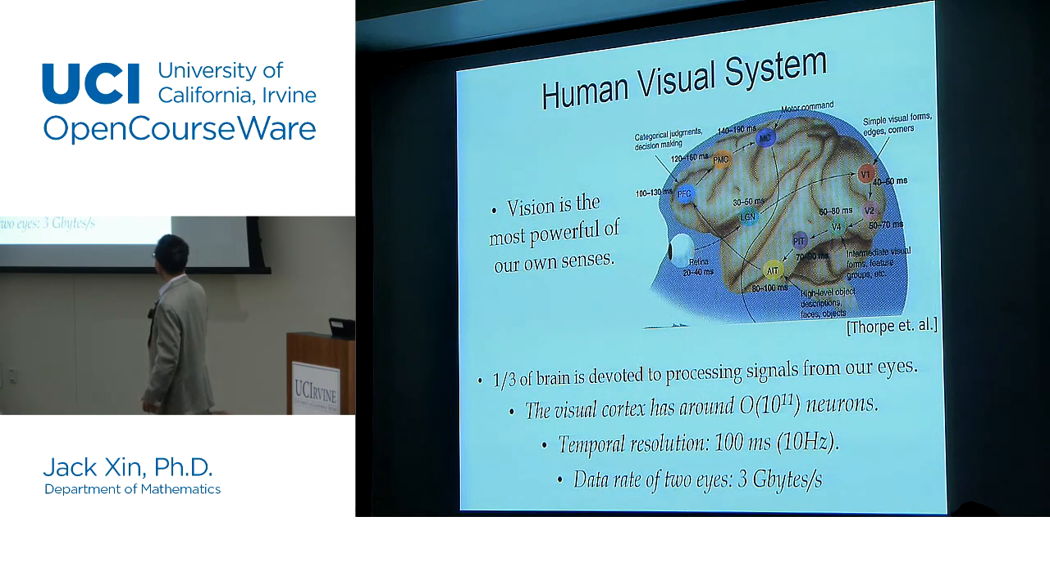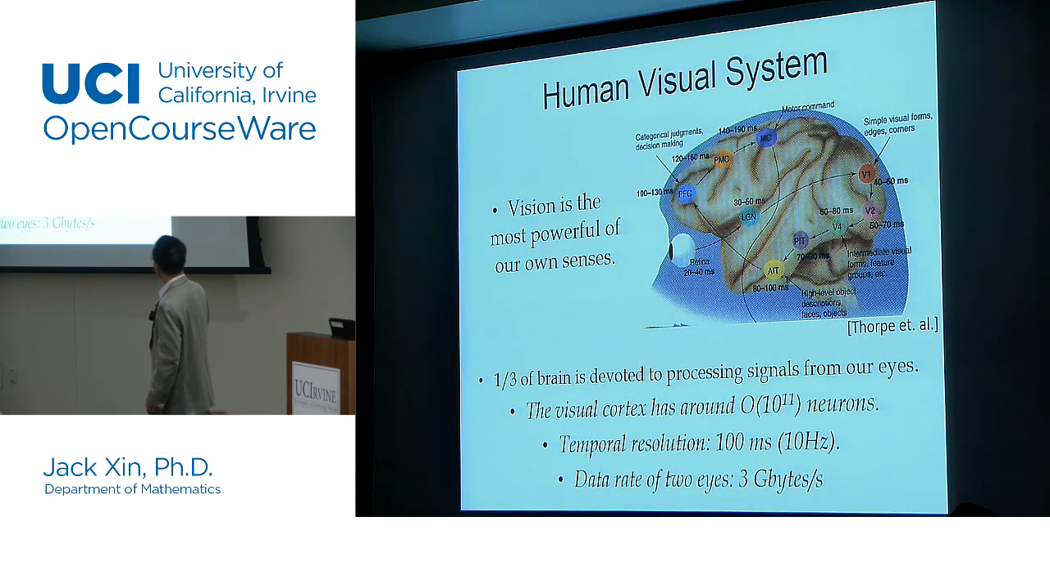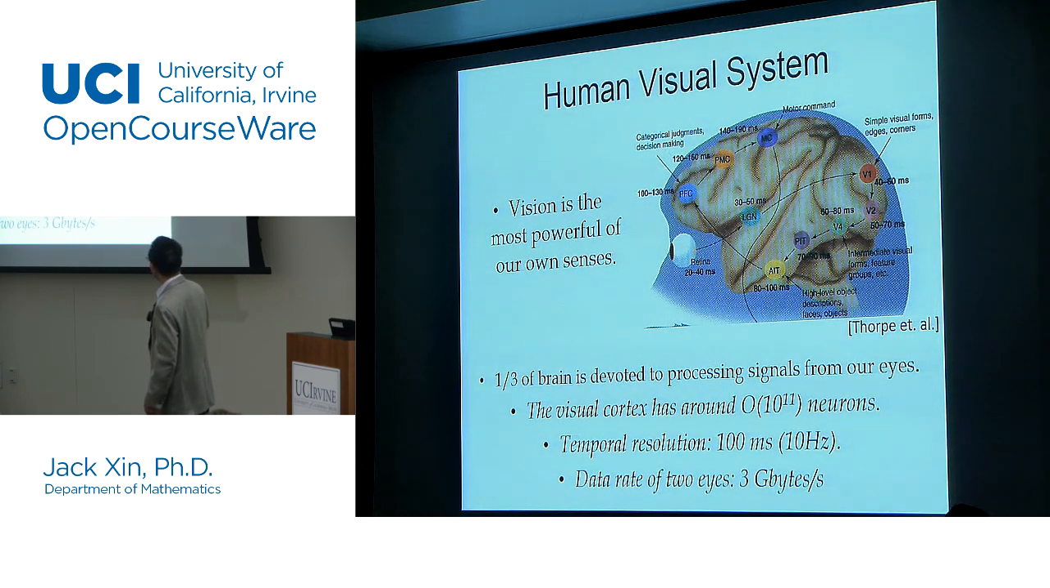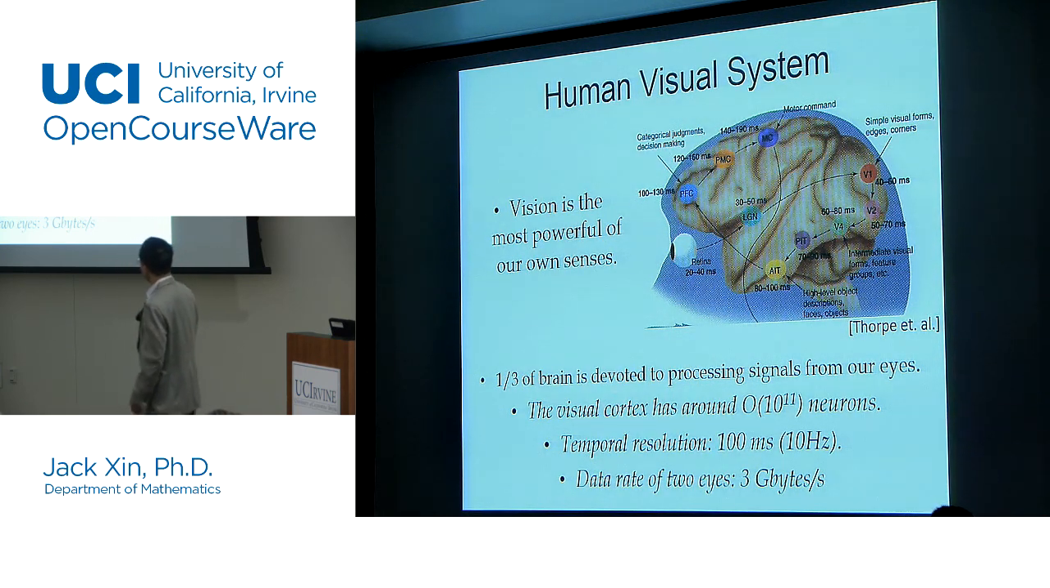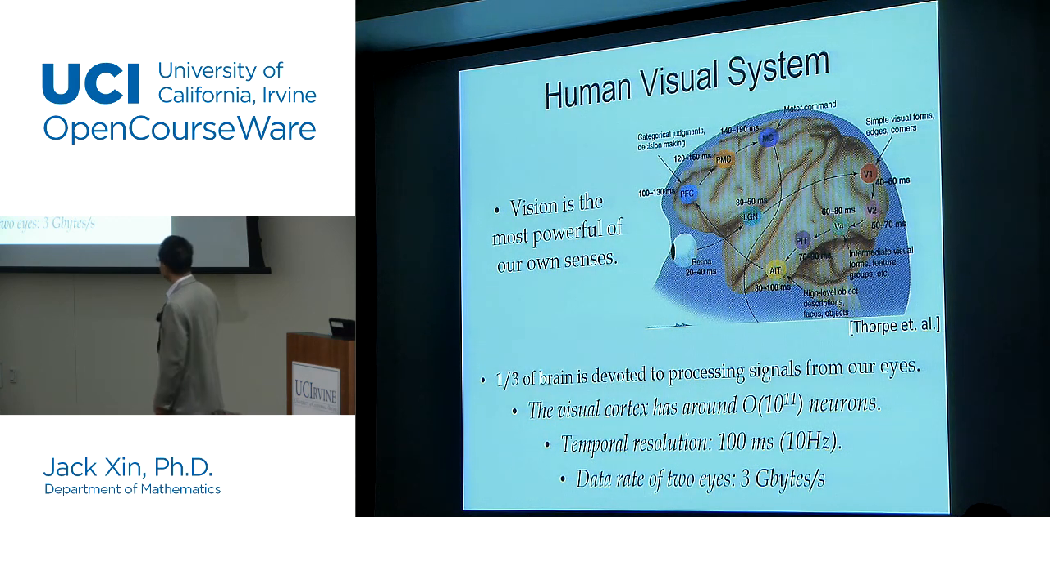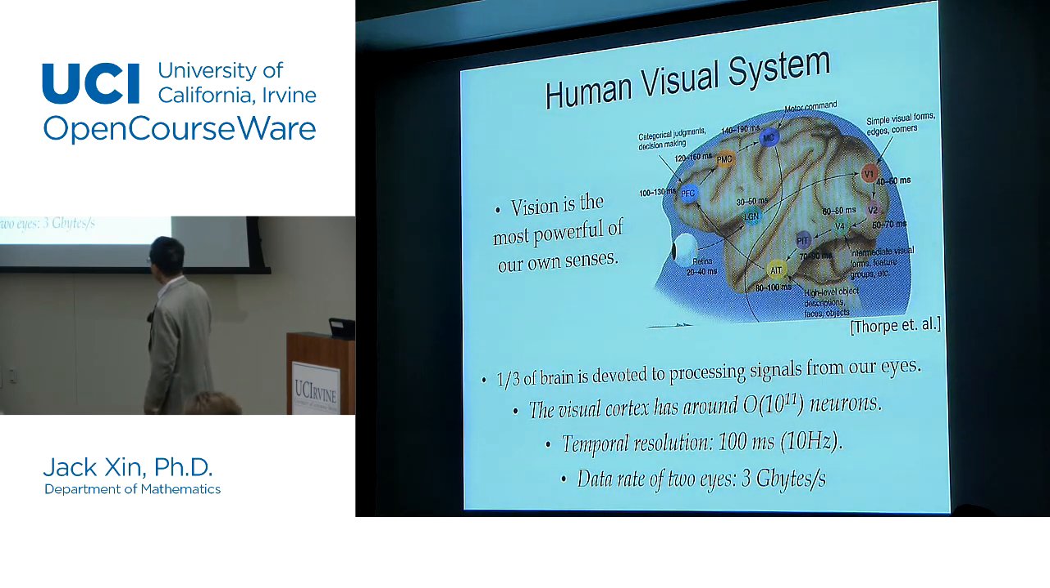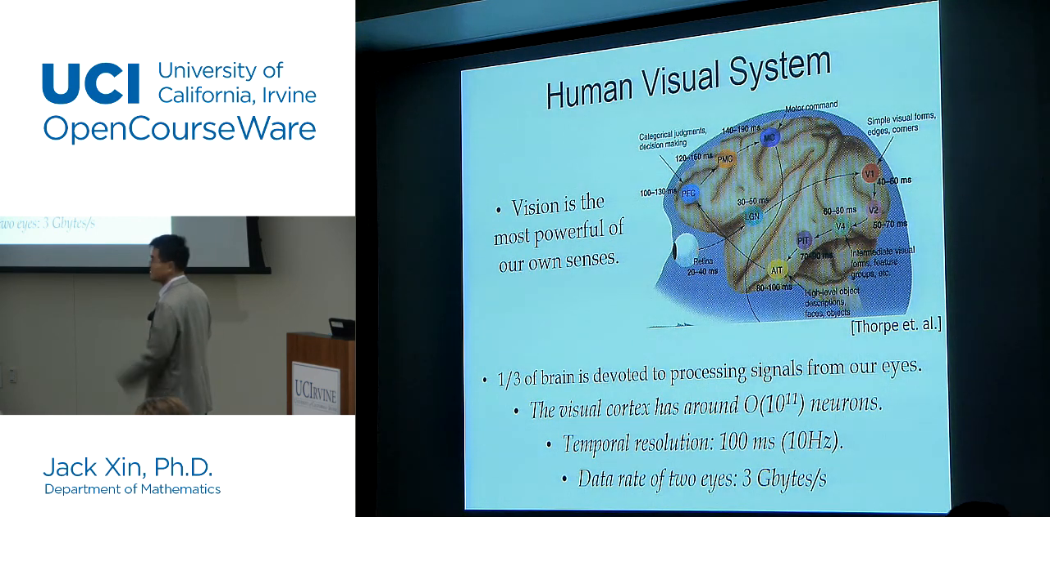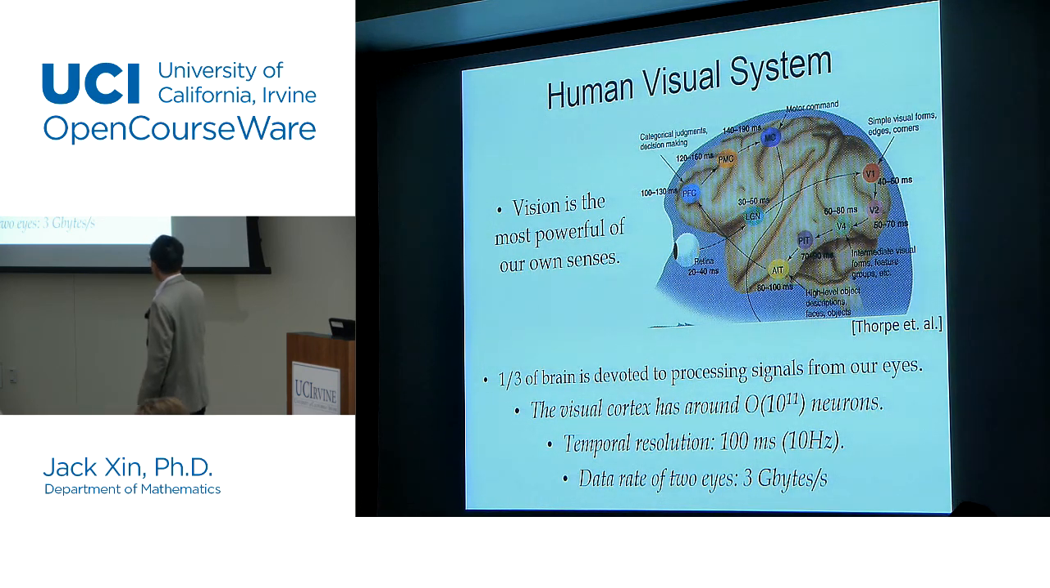And after that, the signal is transmitted to higher levels of visual centers, for example V2, V4, and even higher. And eventually it goes up to decision making. So this pathway is what's built in our brain. With vision, it turns out one third of the brain is devoted to processing signals from our eyes. So 33% is very high. And then the whole visual cortex has about 100 billion neurons to process the information. So it's a very large network. And also the speed is 3 gigabytes per second. So it's very fast. Huge supercomputer, right?